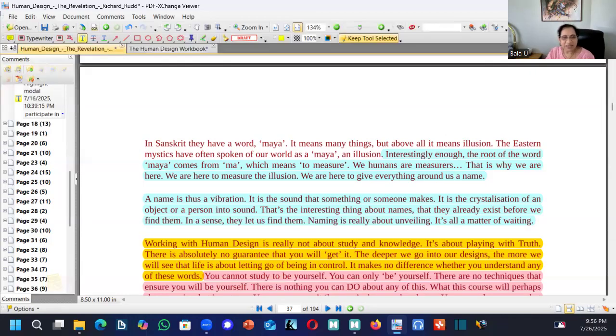A name is thus a vibration. It is the sound that something or someone makes. It is the crystallization of an object or a person into sound. That is the interesting thing about names, that they already exist before we find them. In a sense, they let us find them. Naming is really about unveiling. It is all a matter of waiting.